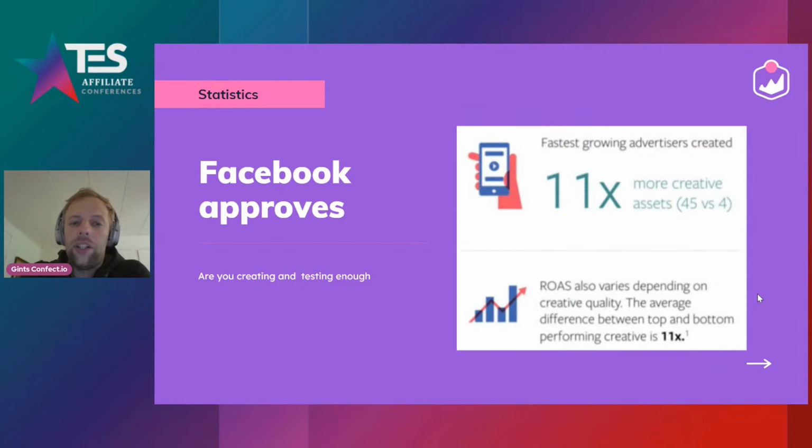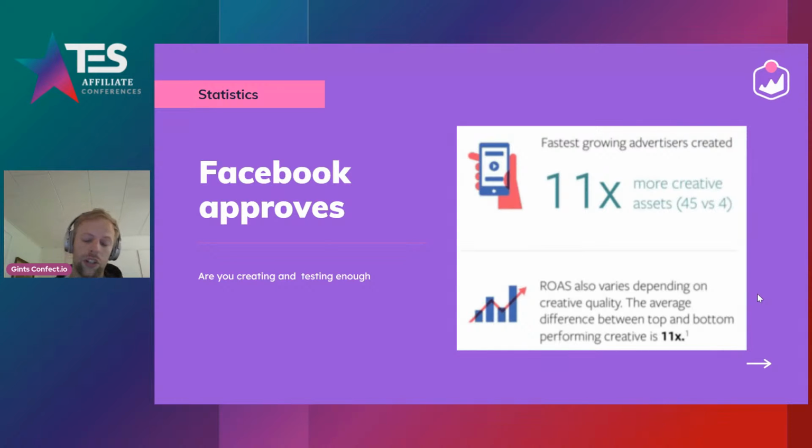And Facebook agrees. Facebook has done some studies showing that the fastest growing advertisers create up to 11 times more creative assets, so more pictures and more videos, than the average ones. So if you want to be in the top tier, you have to create a lot of visuals, and that also allows you to do more testing and find what works and what doesn't. You're more adaptable to any type of changes.